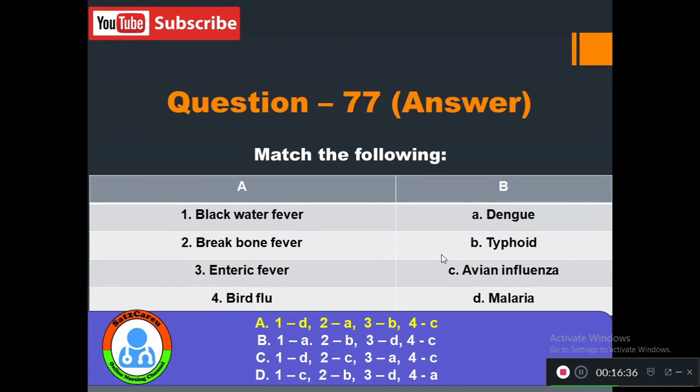Black water fever causes malaria. It is a malaria, okay, and break bone fever will be matched with dengue. Enteric fever will be matched with typhoid, and bird flu is avian influenza, bird related to avian. So this is how we match this.